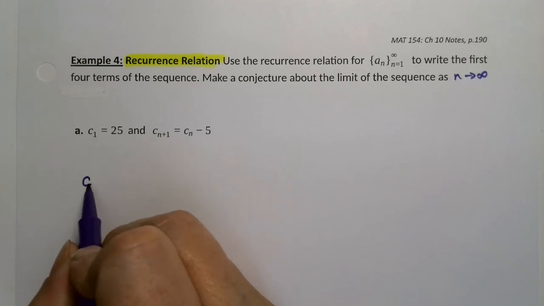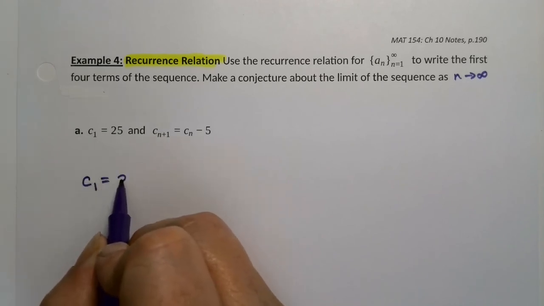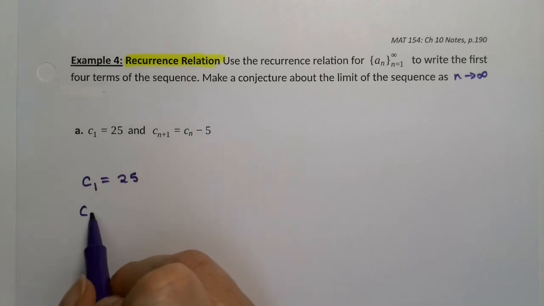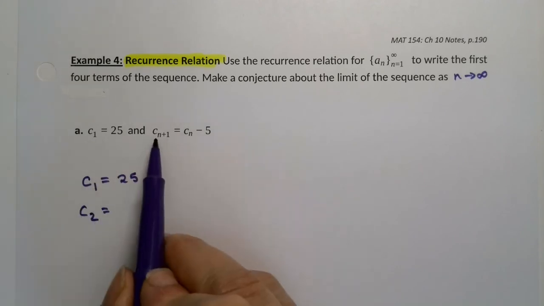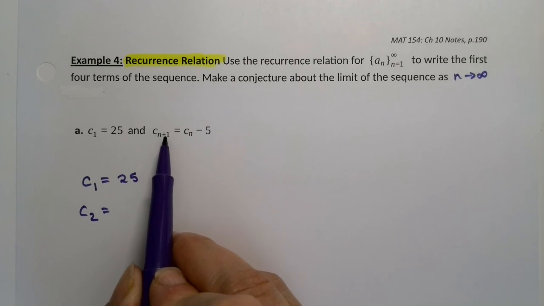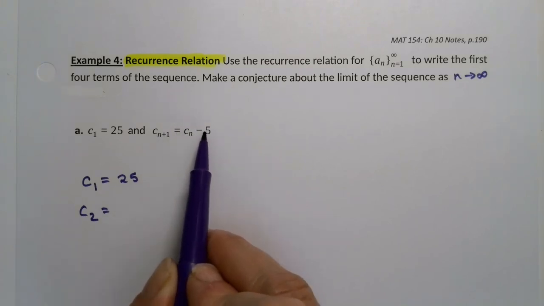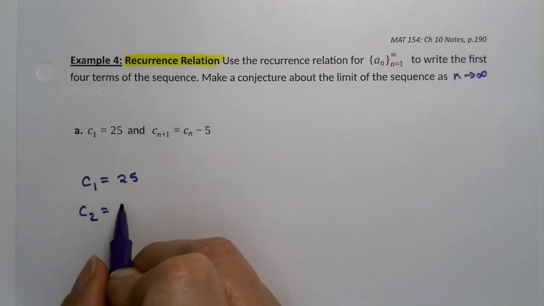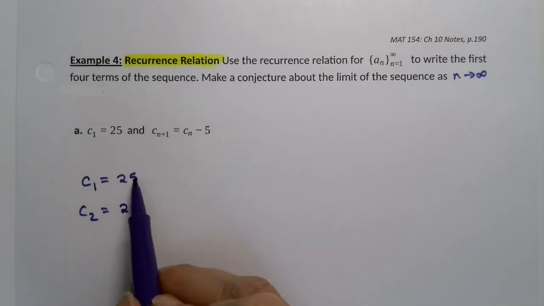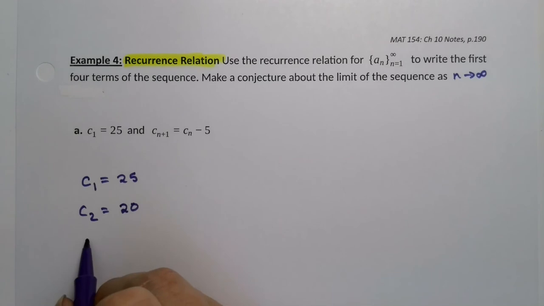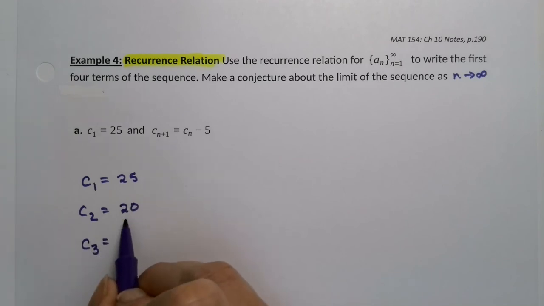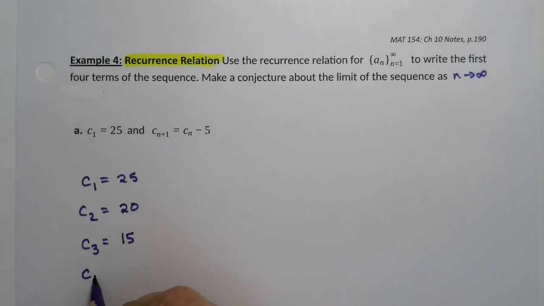We know that C1 is equal to 25. Now for C2, n plus 1 is 2, so we would take the last one, C1, and subtract 5. So that means that this would be 20. Right? You take your last term, subtract 5. C3 would be the last term, C2, subtract 5, so that would be 15. And C4 would be 10.